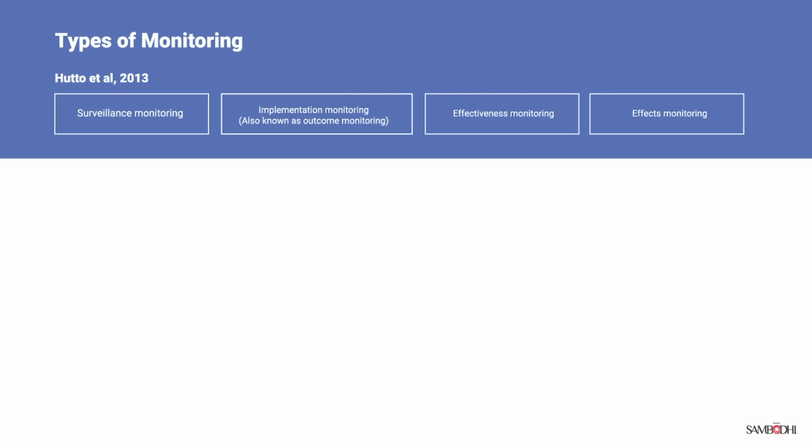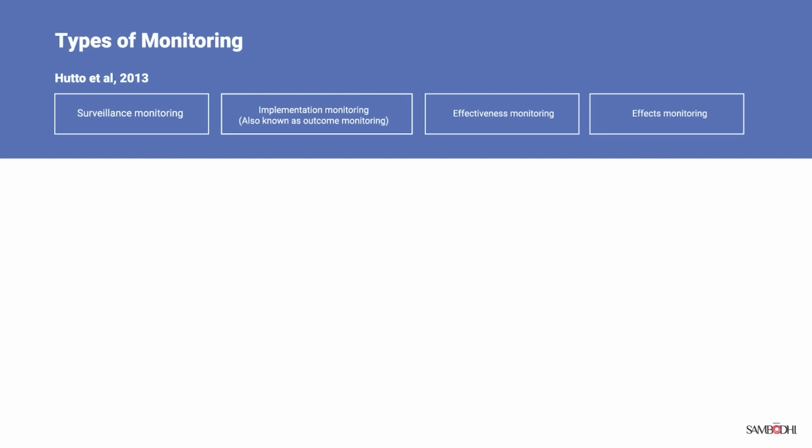monitoring frameworks. As discussed by Hutto, there are 4 basic types of monitoring that can be readily distinguished based on the nature of questions designed to address. Number 1. Surveillance monitoring. It is defined as the systematic ongoing collection, collation, and analysis of data and the timely dissemination of information to those who need to know so that action can be taken.